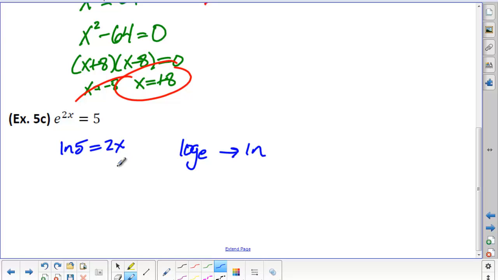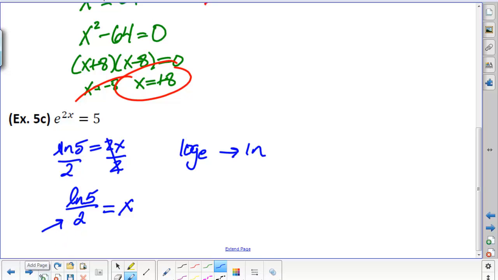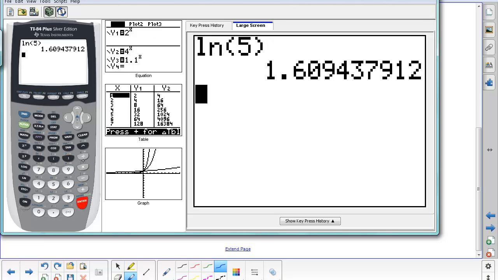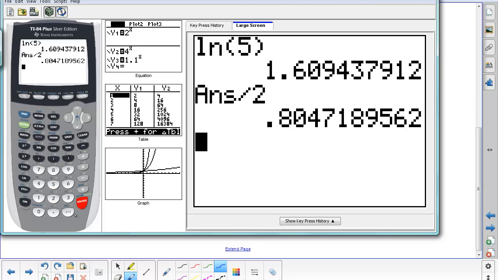Can we solve that for x? Sure, we can divide by 2, right? And say that natural log of 5 over 2 equals x. And that's solved, right? We solved it for x. Now this doesn't appear to be a number, natural log 5 over 2, but if we go to the calculator and say what is natural log of 5 and then divide it by 2, we get 0.804 or 0.805.